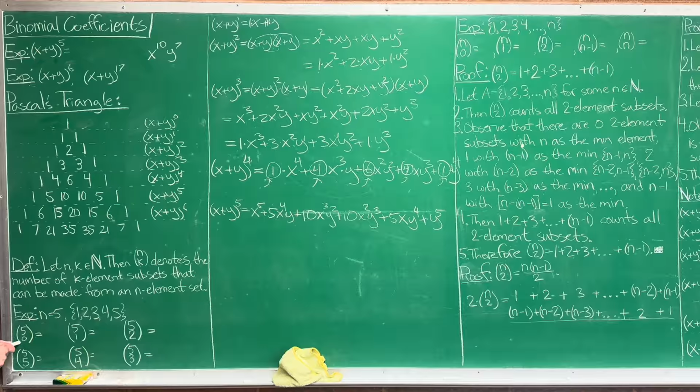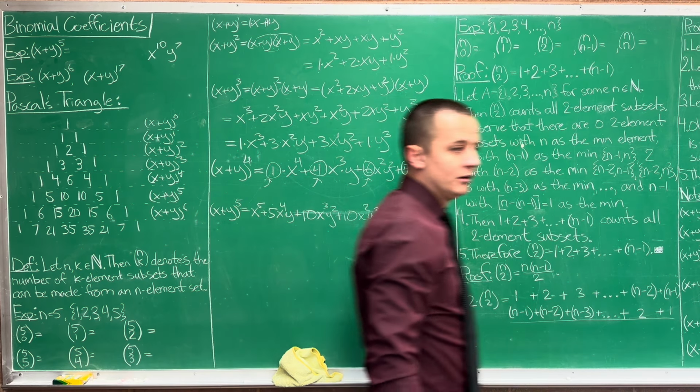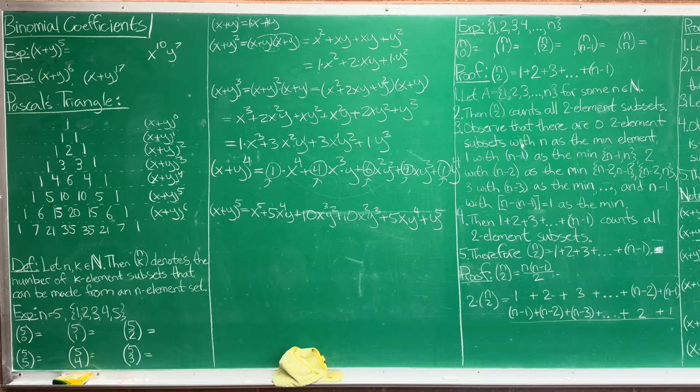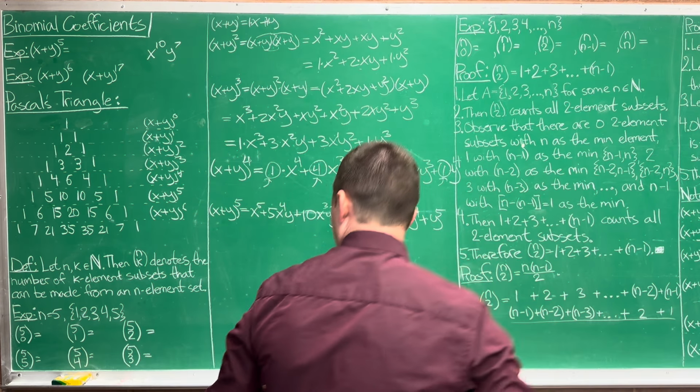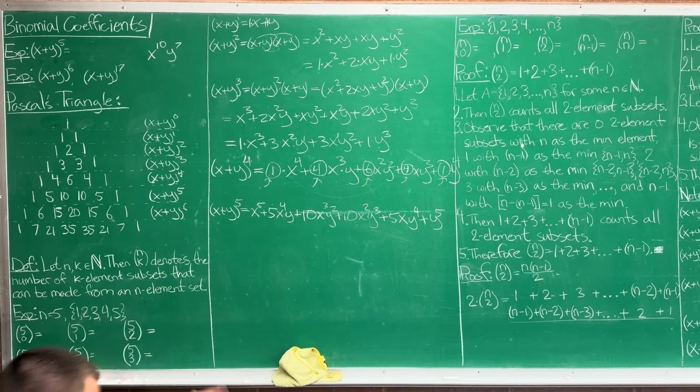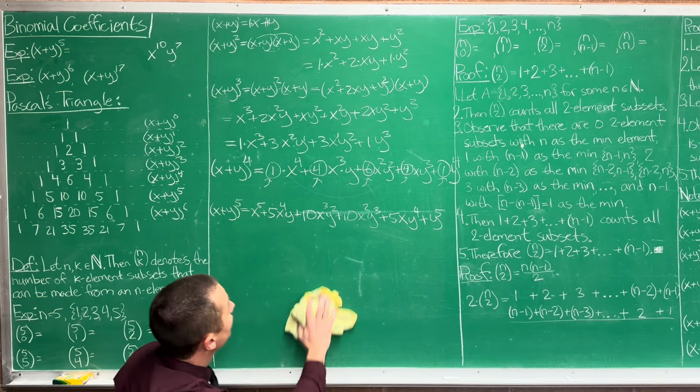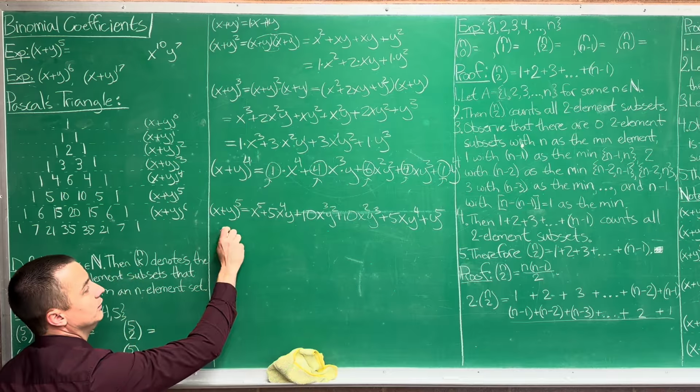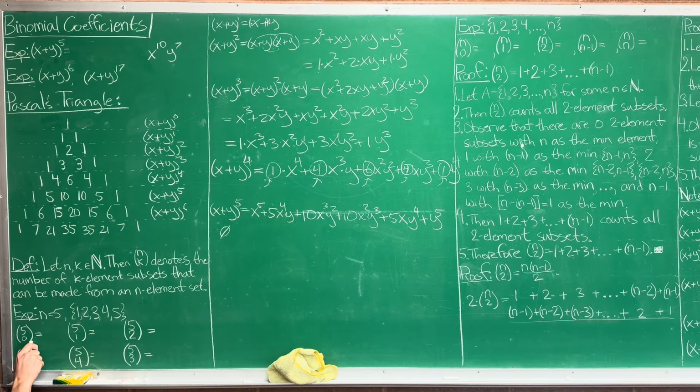So 5 choose 0. This is asking how many 0 element subsets can I create from this 5 element set? How many sets have 0 elements in it? What's a set with no elements in it? The empty set. So there's only one subset I can create of this set that has no elements in it. It's right here. That's the only one. So 5 choose 0 is 1.